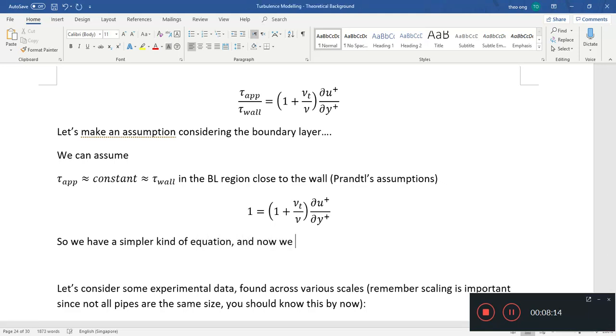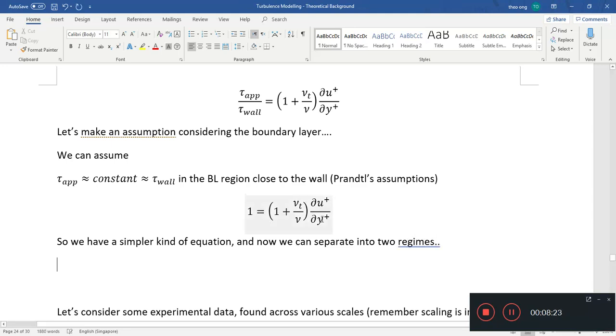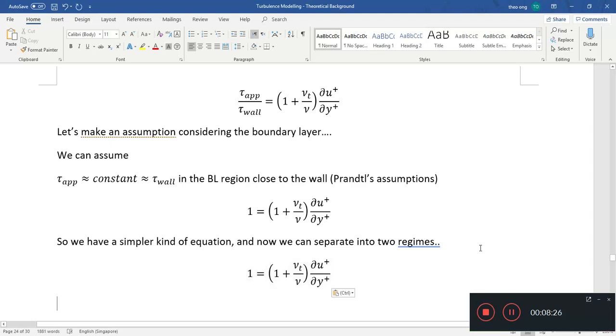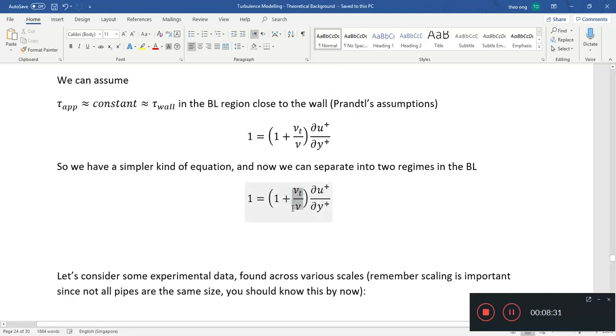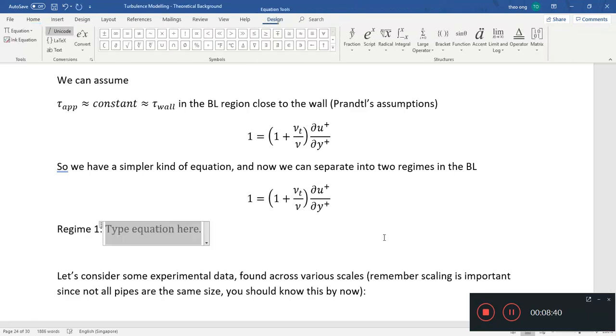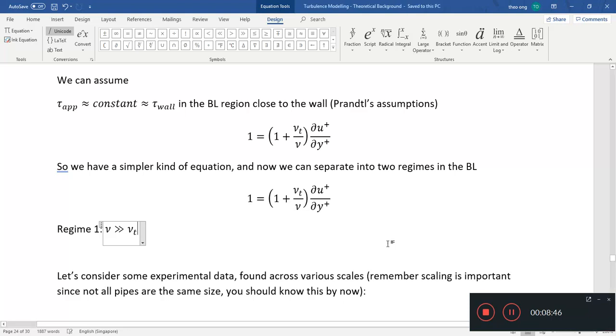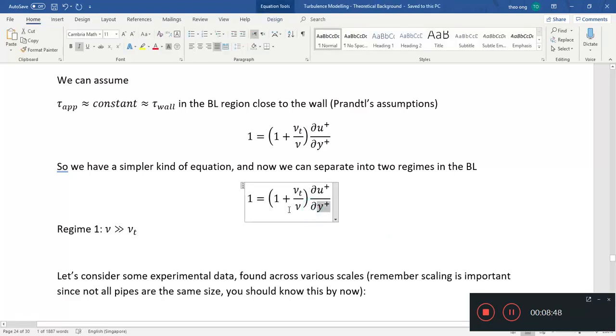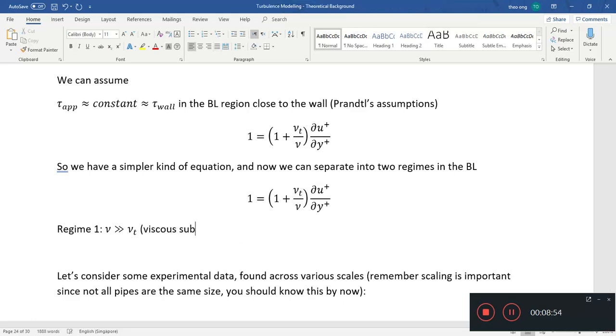And now we can separate into two regimes. Okay, so even in the boundary layer, there are two regimes. Okay, one regime is where nu is much more than nu t. Okay, so this means that there is zero turbulence inside this layer. This is called the viscous sublayer.